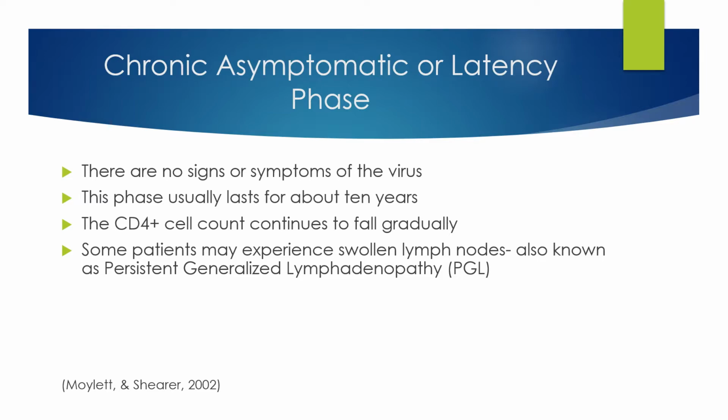After the acute phase, we move on to the chronic asymptomatic, also known as the latency phase. There are really no signs or symptoms of the virus at this time. This phase usually lasts for about 10 years. The CD4 cell count continues to fall gradually, but not as drastically as in the first phase. Some patients may experience swollen lymph nodes, also known as PGL.